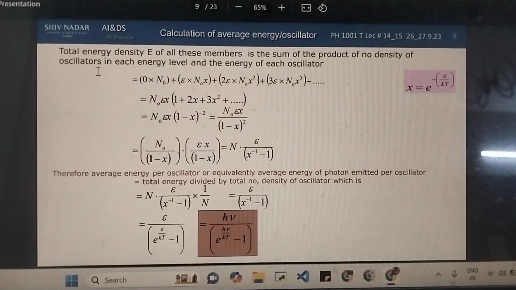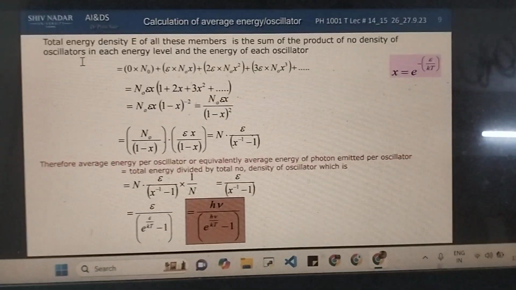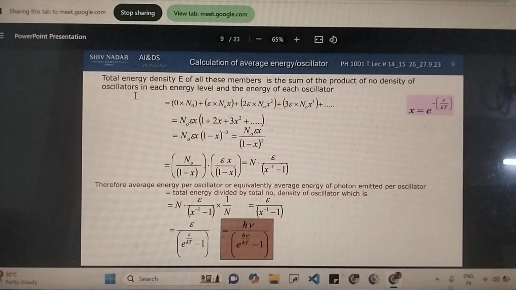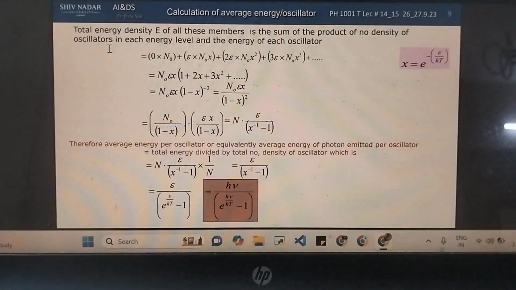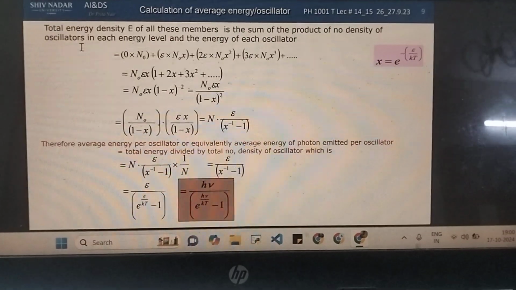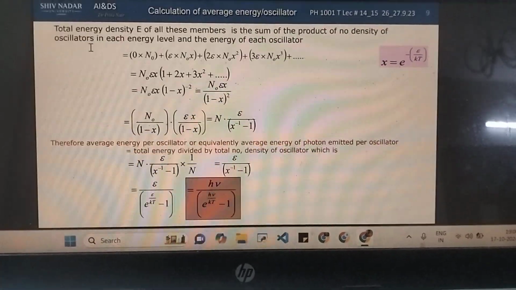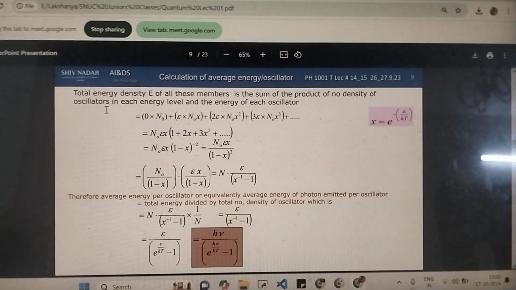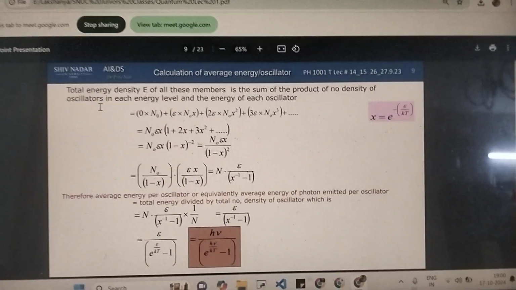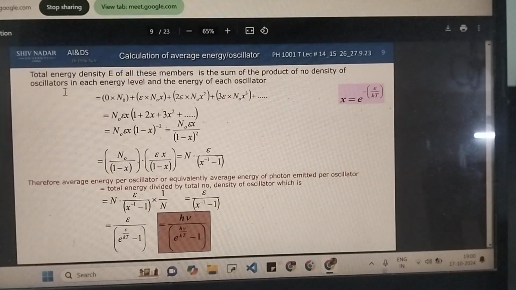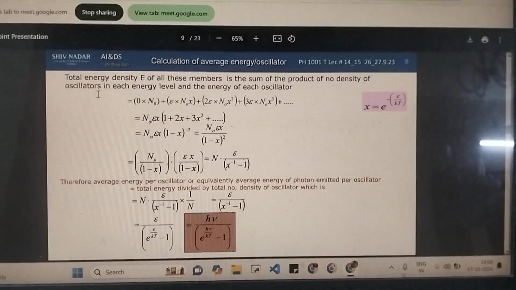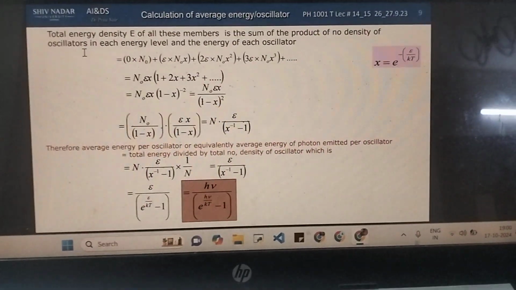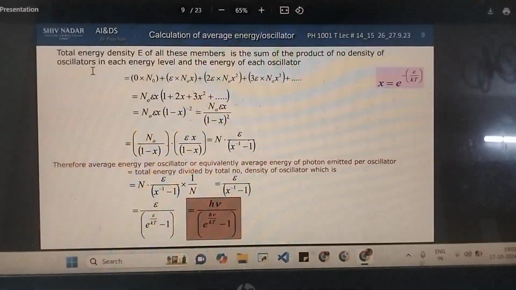Okay, so what we just saw in the previous segment was the total number of atoms. Now the total energy of all these oscillators is going to be the sum of the product of the number density of oscillators in each energy level and the energy of each oscillator, which basically means energy of 0th level into number of oscillators in level 0 plus energy of level 1 into number of oscillators in level 1 plus energy of level 2 into number of oscillators in level 2 plus so on. That is going to be the total energy.